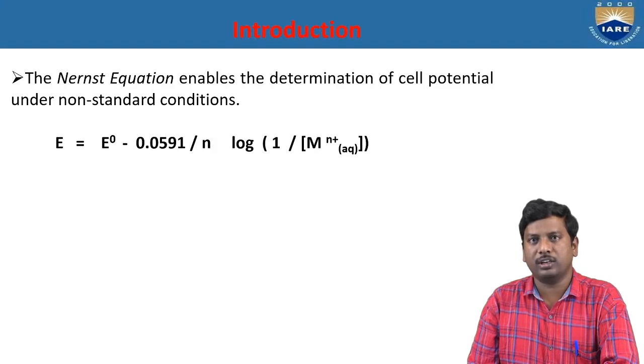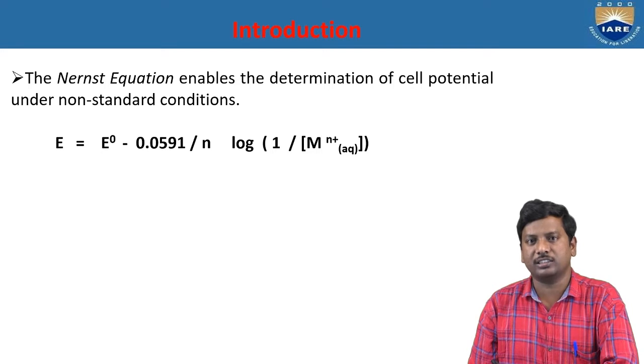First of all, we see the equation. The Nernst equation enables the determination of a cell potential under non-standard conditions. Generally, what are the standard conditions? The cell potential is maintained at 1 molar concentration, 1 atmospheric pressure and 273 Kelvin temperature. So the Nernst equation is given by E is equal to E naught minus 0.0591 by n log of 1 by M n plus.